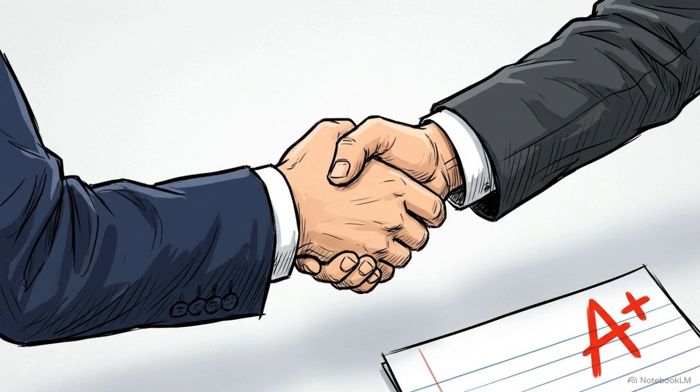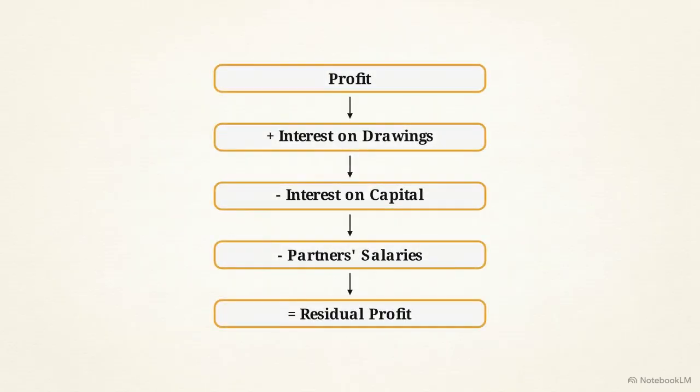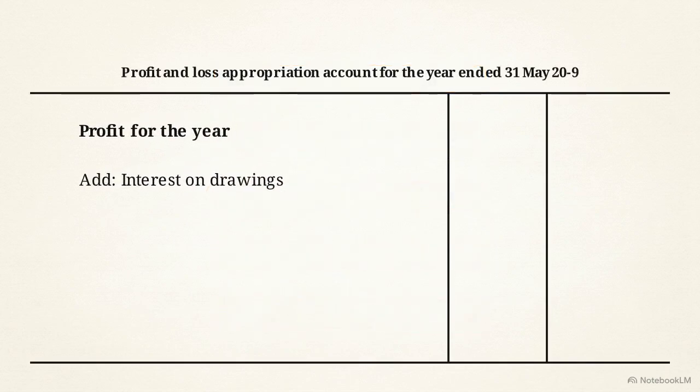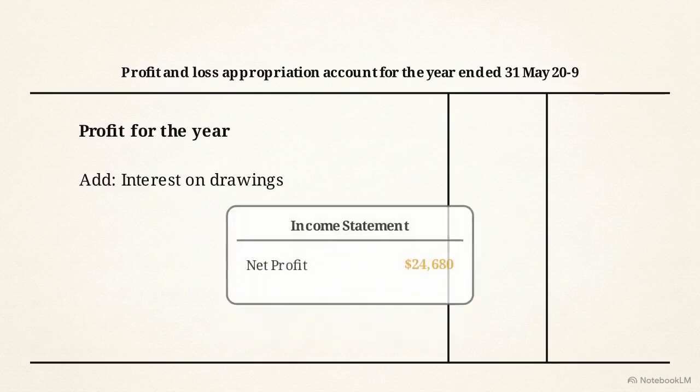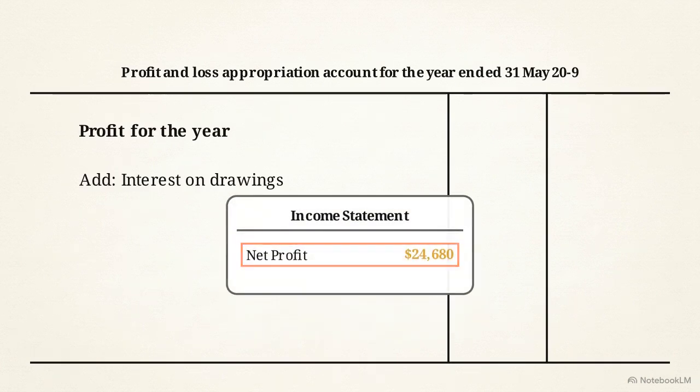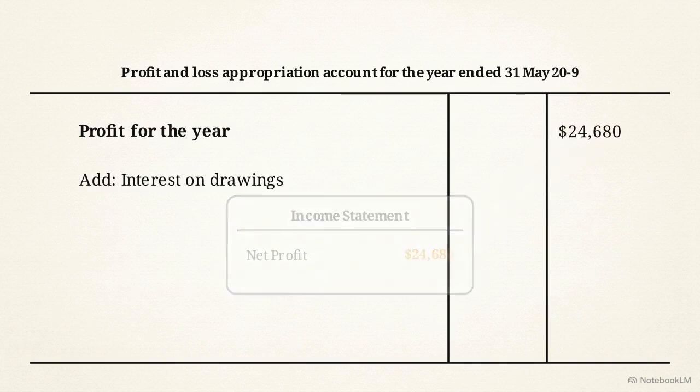rigorous examiner scrutiny. This equation outlines the overarching formula that governs the entire document. You take the profit, add any interest on drawings, subtract interest on capital, and subtract salaries. That calculation gives you the residual profit. To put this into practice, we start with our blank appropriation account template. Step 1 is to bring down the starting profit for the year figure straight from your income statement.